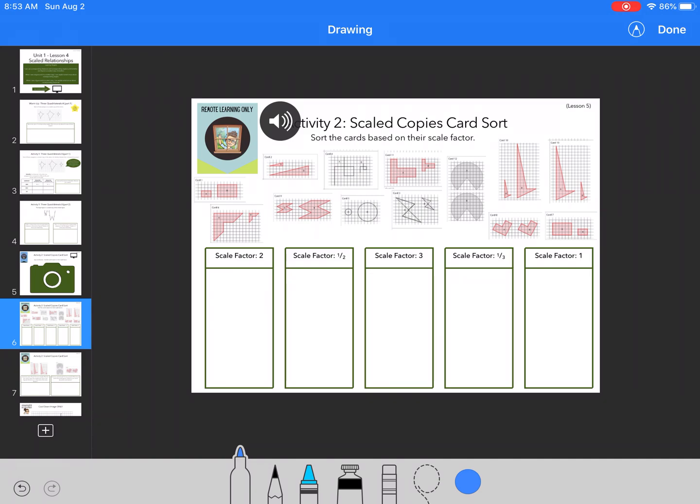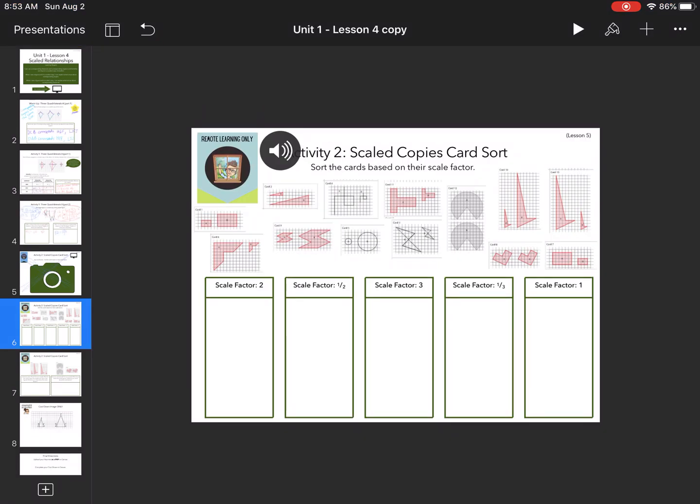So I want to figure out the ones that are using a scale factor of 2. So my scale factor of 2 means I'm increasing the first one by 2 units. So I'm going to drag and drop. I'm going to turn off my drawing tool and I'm going to start looking. So I have a scale factor of 2. So that means if I multiplied all the sides by 2, I would get the second figure.